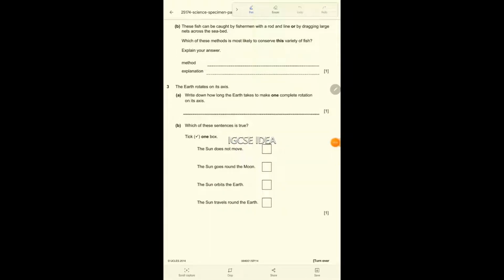These fish can be caught by fishermen with a rod and line, or by dragging large nets across the seabed. Which of these methods is most likely to conserve this variety of fish? Explain your answer. Dragging large nets across the seabed is wrong, as many fish will be caught, but using a rod and line, yes, it will conserve the species, as only one fish will be caught.